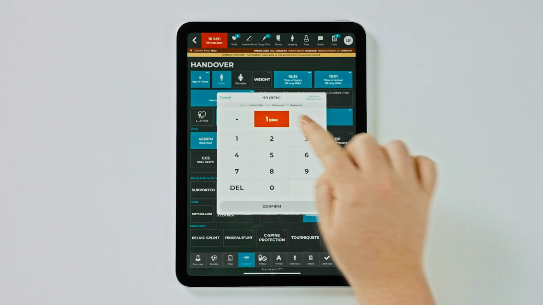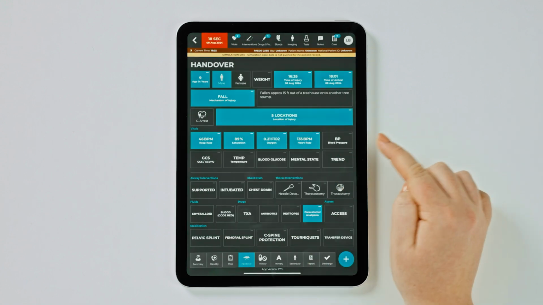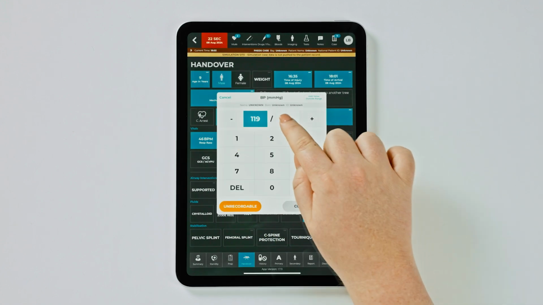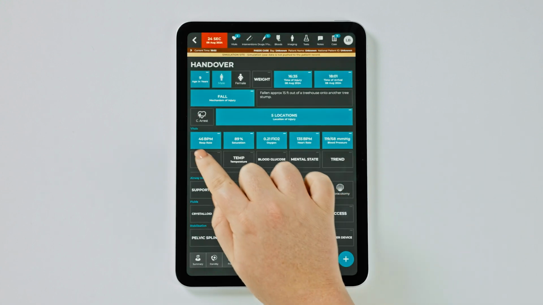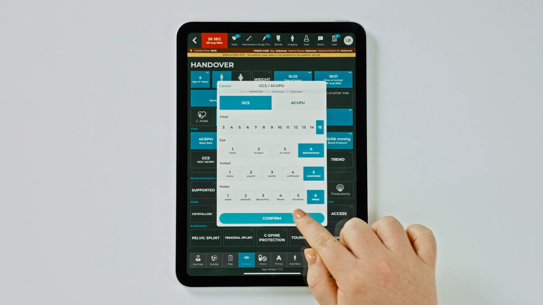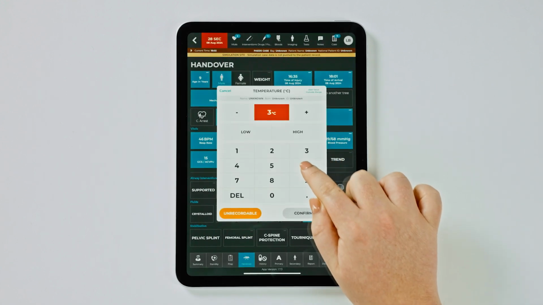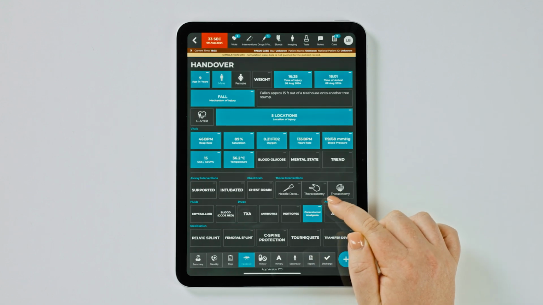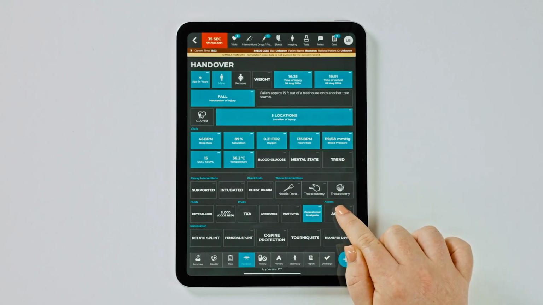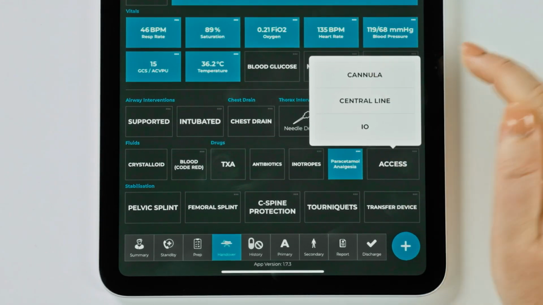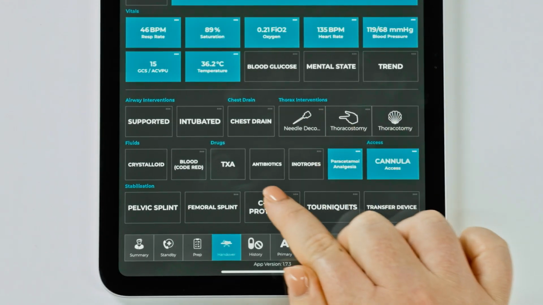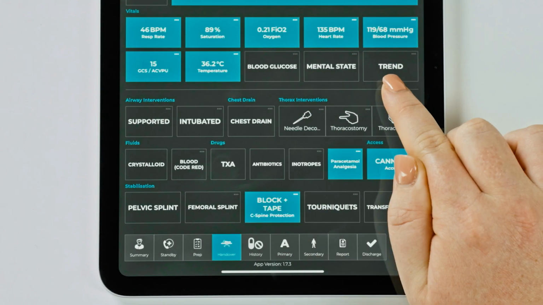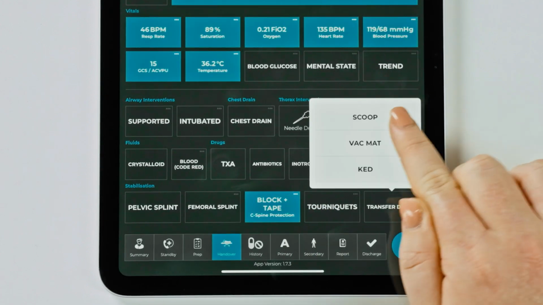His heart rate is 135 beats per minute. His blood pressure is 119/68. His GCS is 15 and his temperature is 36.2 degrees. The paramedic crew has informed the team that Adam has a cannula in his right ACF and he also has C-spine protection of block and tape. He has also arrived to the department on a scoop.